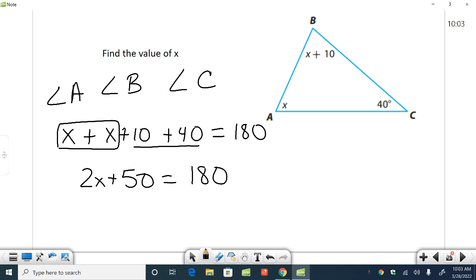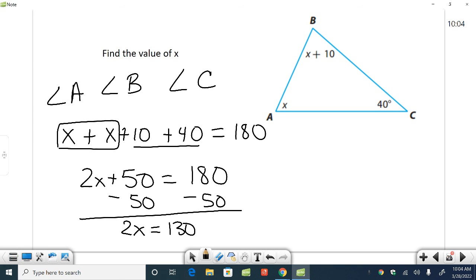Now can you solve this? What do you do next? Ava? Divide everything by 2. No. Oh, wait, no. Alexa? Minus 50 on the side. Subtract 50. So you get 2x equals what? 130. Then what do you do to get x by itself? Divide it by 2. Those cancel out, and x is going to equal what? 65. 65 degrees.